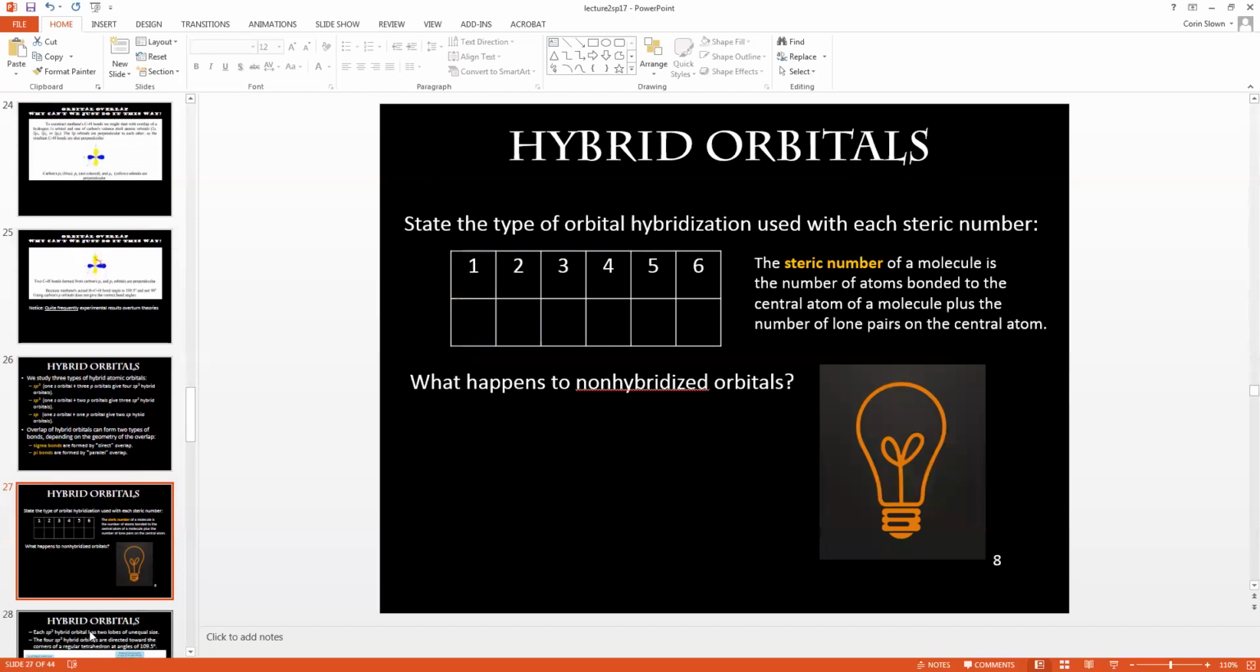So take a moment and state the type of orbital hybridization that's used with each steric number. The steric number of a molecule is the number of atoms bonded to the central atom of a molecule plus the number of lone pairs on the central atom.